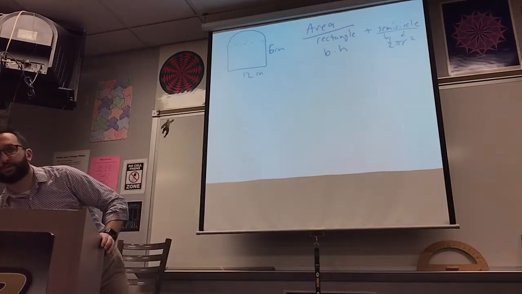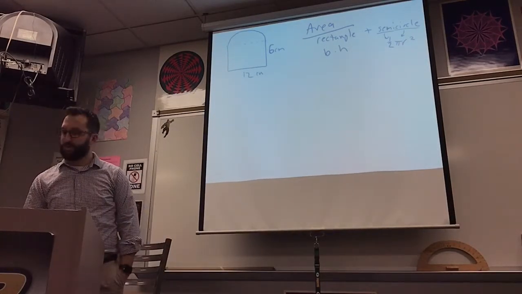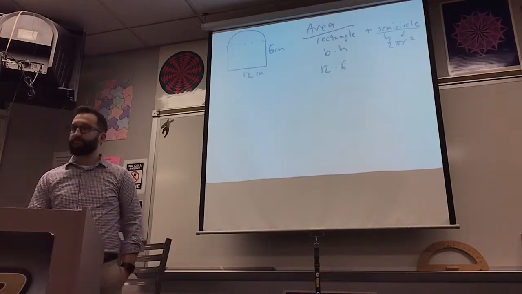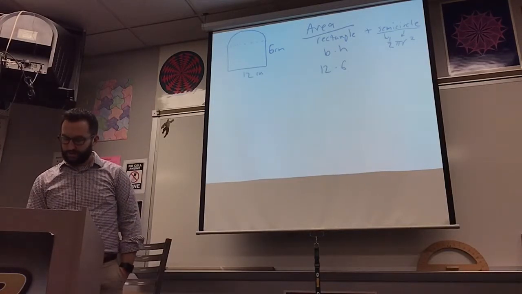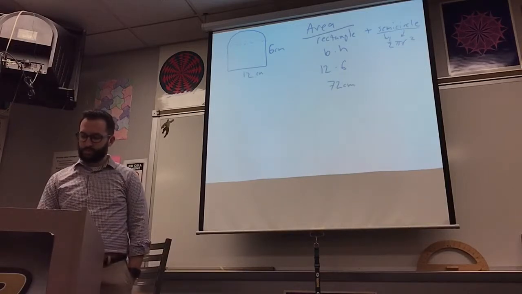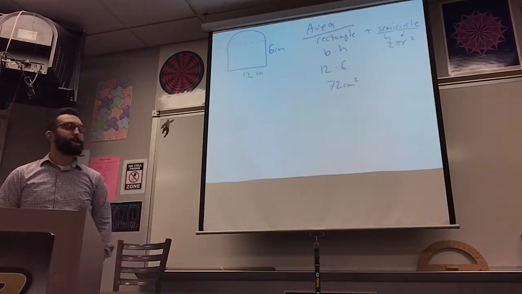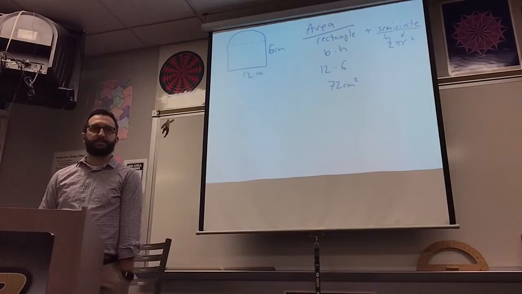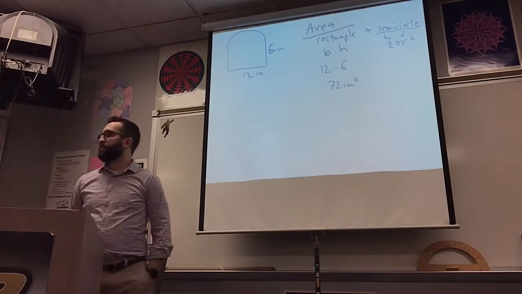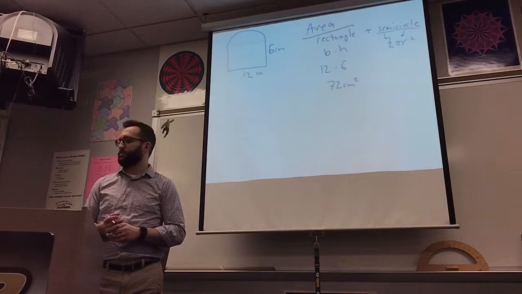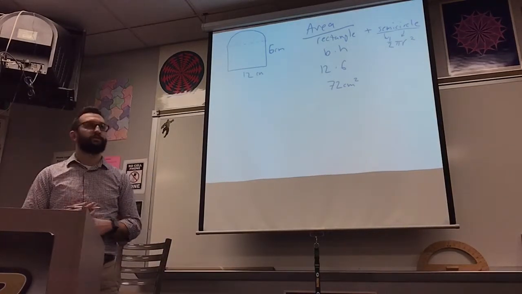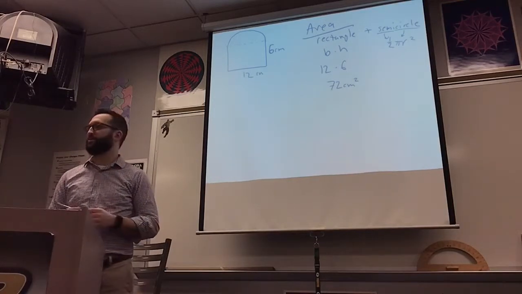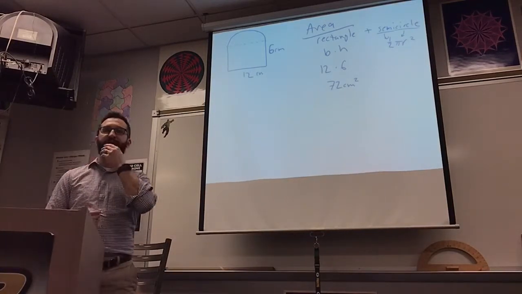Well, the rectangle area should be pretty easy, right? We've already got that one done pretty much, don't we? 12 times 6 is, I think it's 12 times 5. No, you're right, 72. 72 centimeters squared. Now what about the circle though? We've got a lot of things we need to pay attention to. First off, what's our variable in the circle? What's the variable we have in the semicircle equation over there? What is that variable?